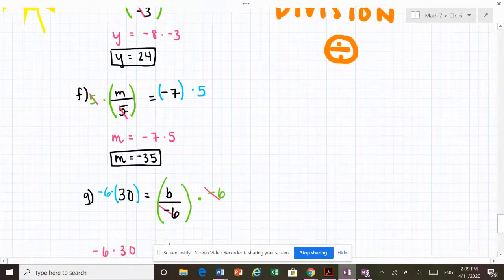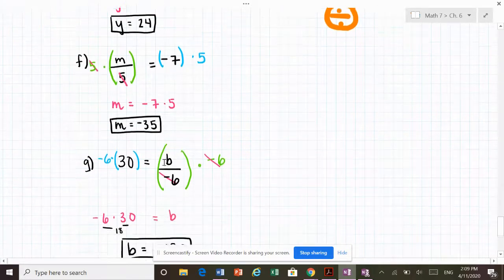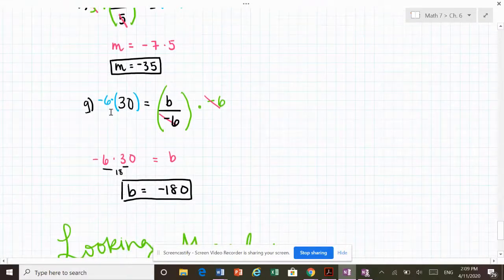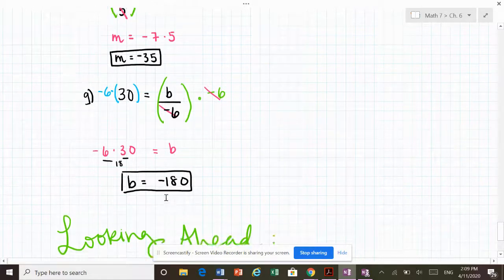Similarly, we have F: m over positive 5 equals negative 7. Divide, inverse is multiply. I'm going to multiply by 5, multiply 5 on both sides. m equals negative 7 times 5, or negative 35 equals m. Lastly, we have G: 30 equals b over negative 6. Inverse is multiply by negative 6. What you do to one side, you do to the other. 30 times negative 6 is negative 180.